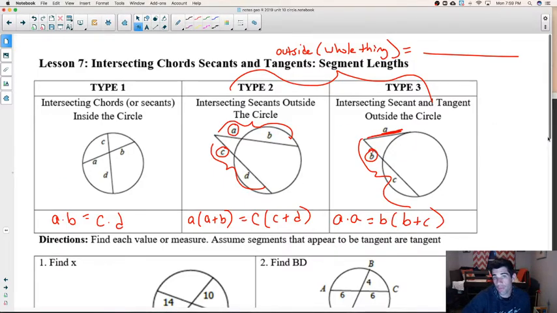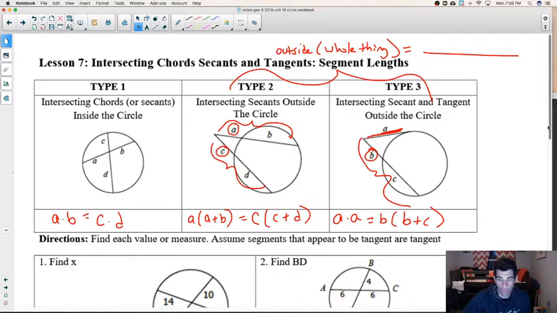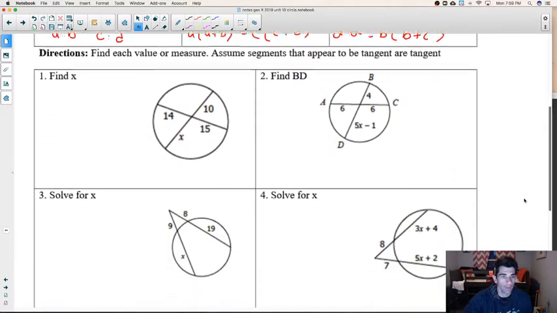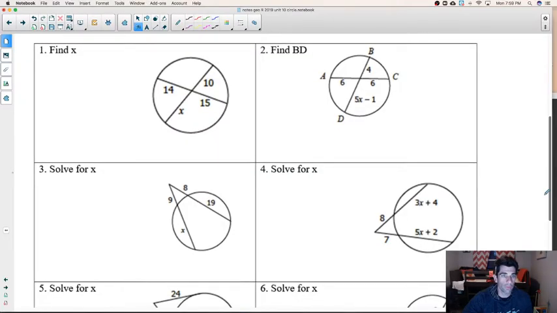If you want, try to give it a pause and try those 6 examples down there and see how far you can get. All right, so number 1, two chords. This got cut into X and a 10. This got cut into a 14 and a 15.